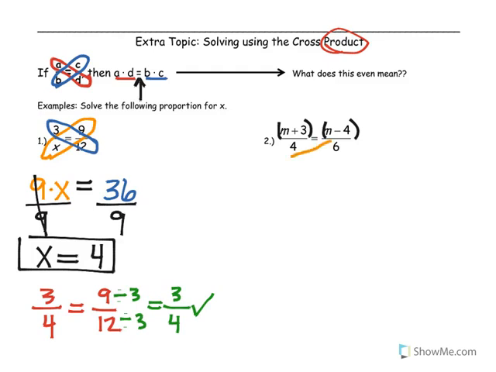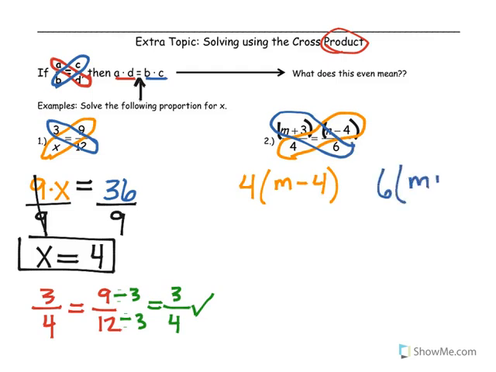I can multiply 4 by m minus 4. And this is where the parentheses come into play. Okay? And then I can multiply 6 times m plus 3. Again, make sure you have those parentheses. And the cross product tells me that those two products have to be equal. And now I can solve an equation just like we did in Algebra 1.